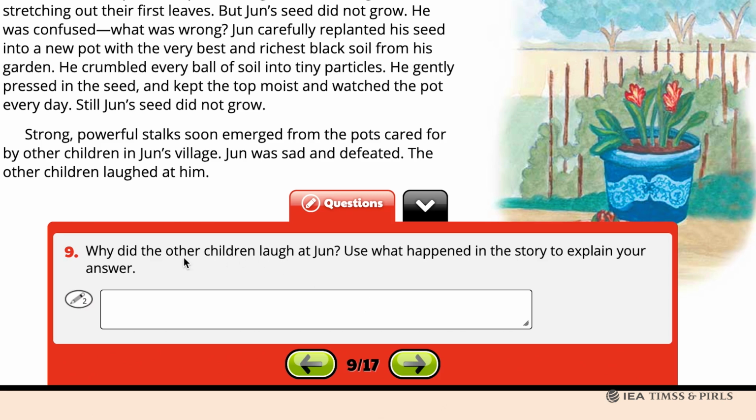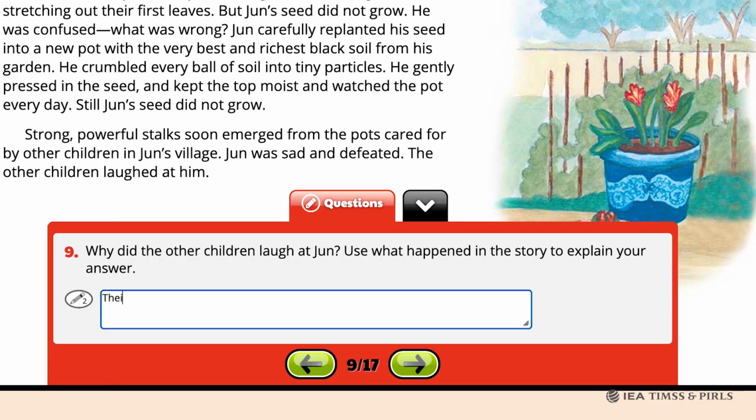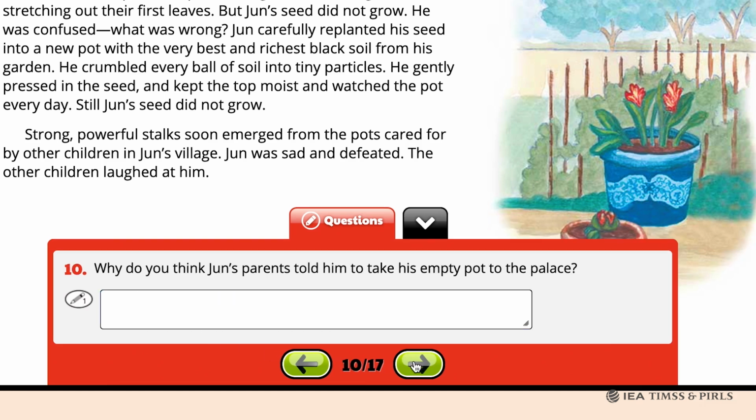The last question about this page asks, why did the other children laugh at Jun? Use what happened in the story to explain your answer. To receive full credit for question 9, students need to provide a reason and support it. For example, his seeds didn't grow and theirs did. Students should advance to the next page to answer question 10.